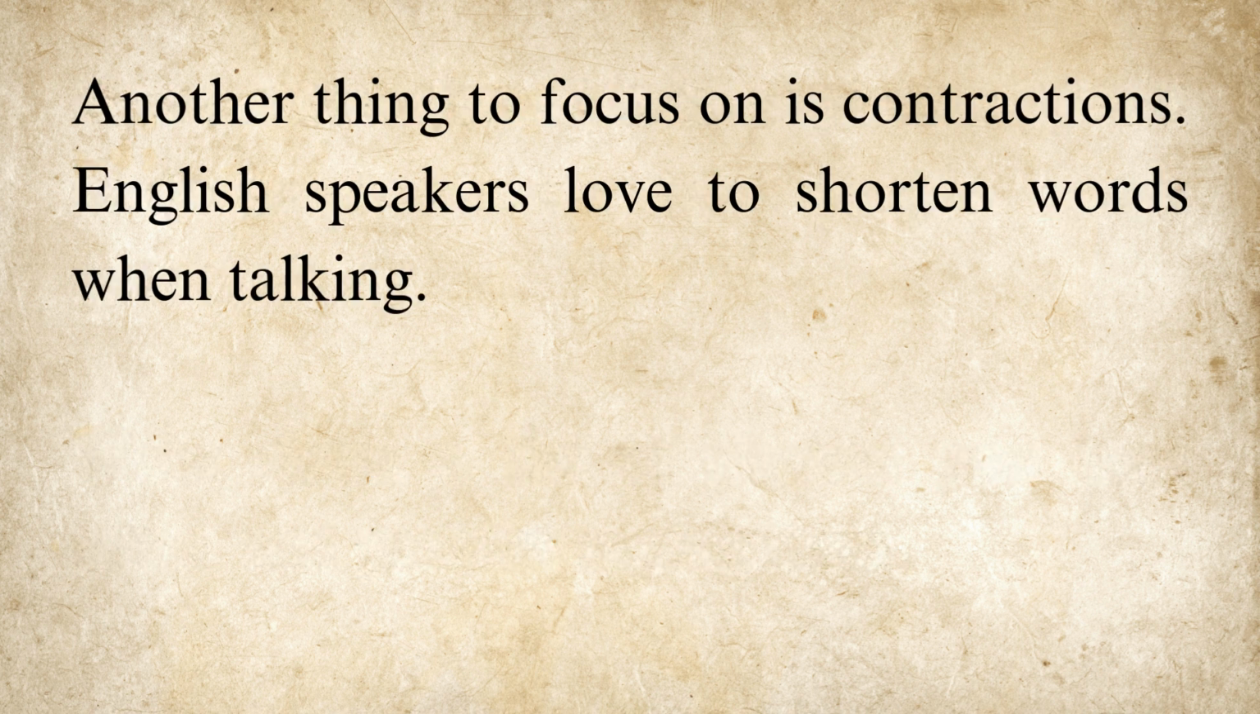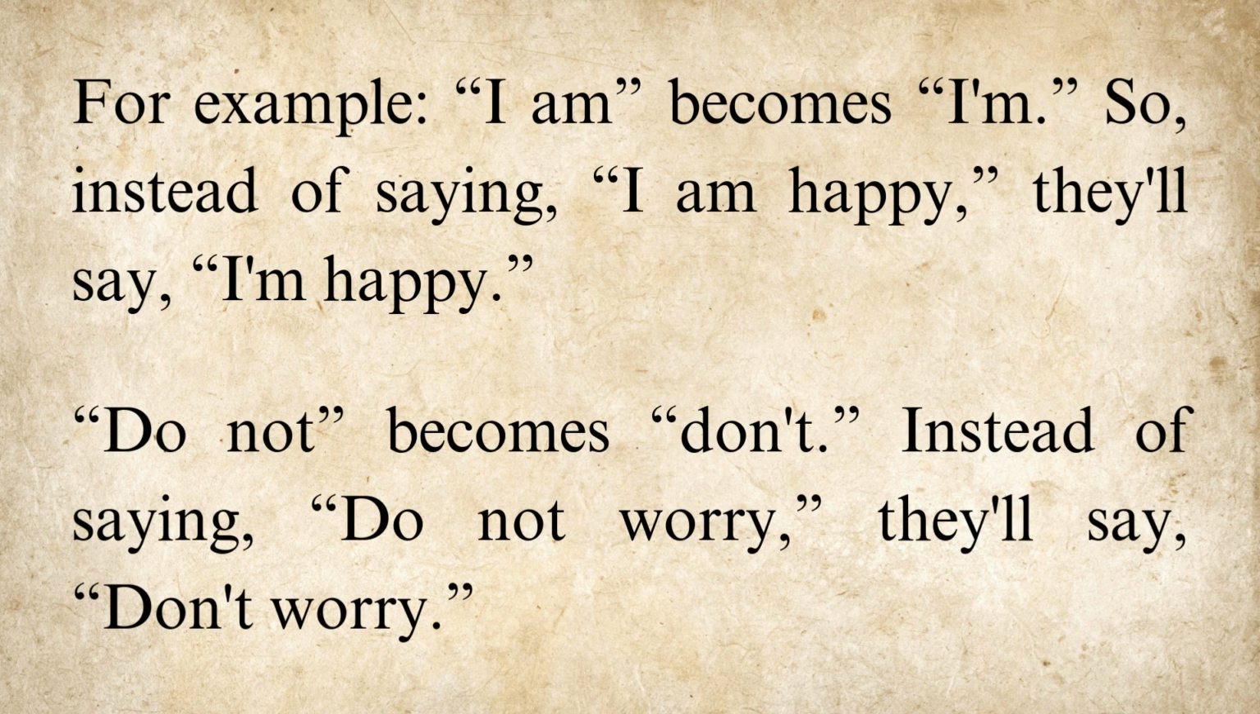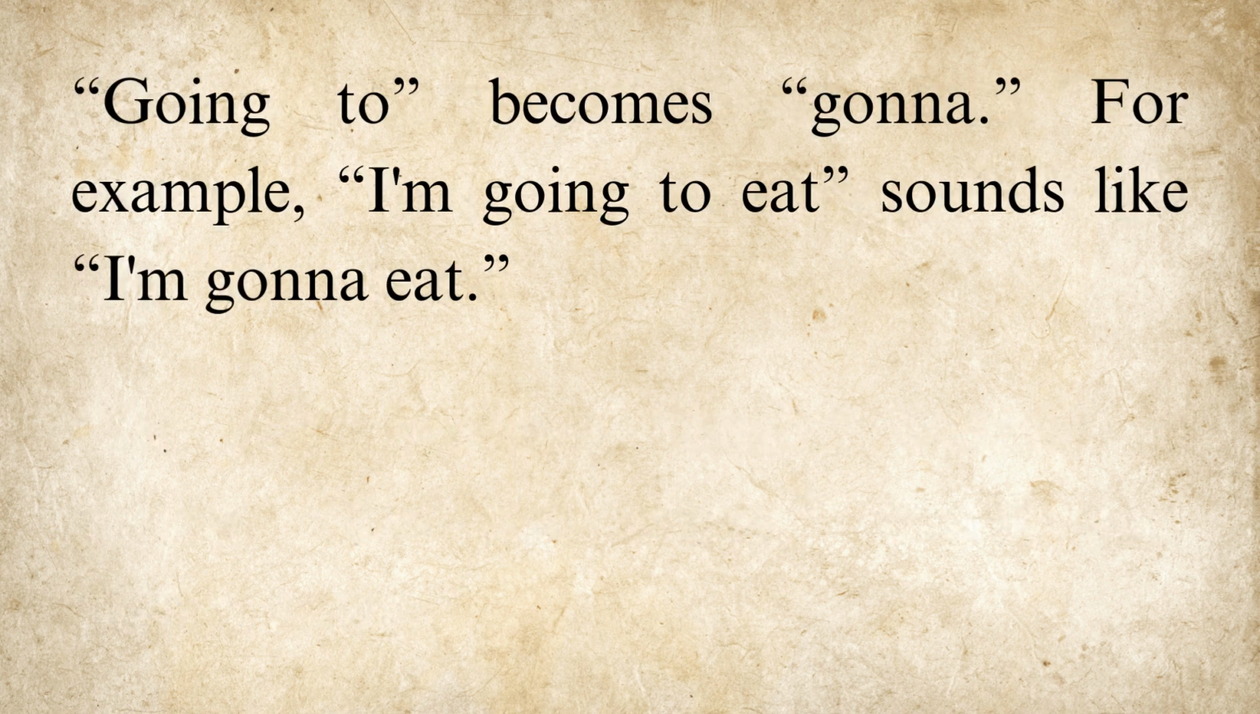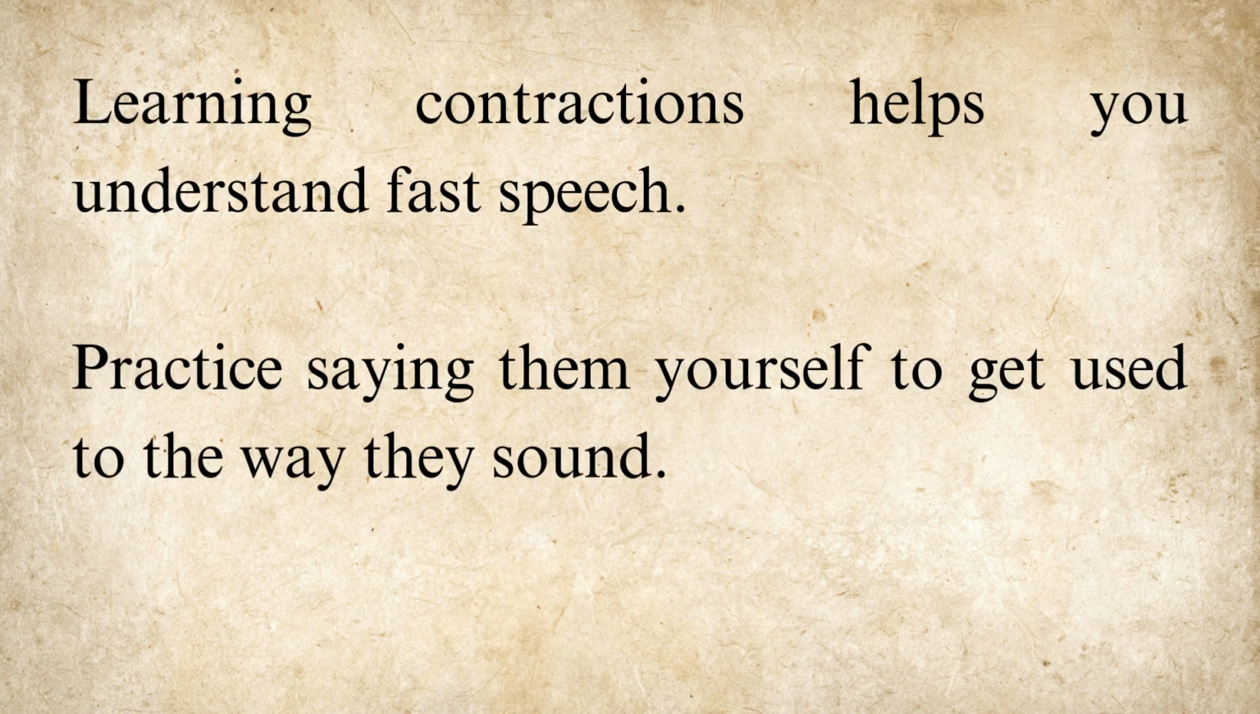Another thing to focus on is contractions. English speakers love to shorten words when talking. For example, I am becomes I'm. So, instead of saying, I am happy, they'll say, I'm happy. Do not becomes don't. Instead of saying, do not worry, they'll say, don't worry. Going to becomes gonna. For example, I'm going to eat sounds like I'm gonna eat. Learning contractions helps you understand fast speech. Practice saying them yourself to get used to the way they sound.